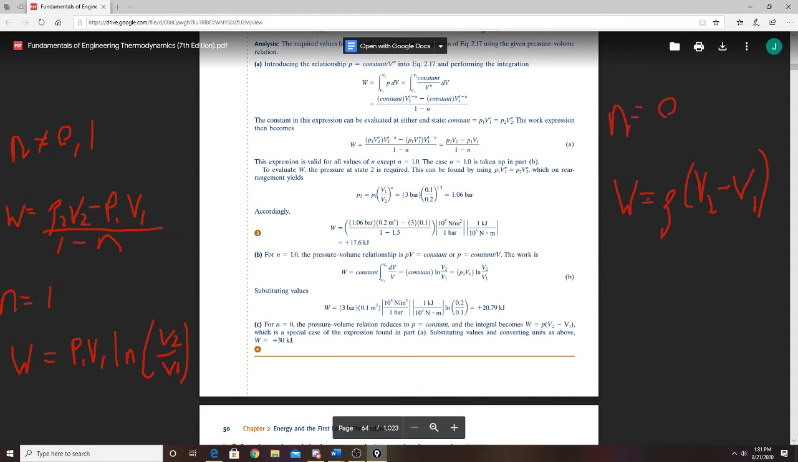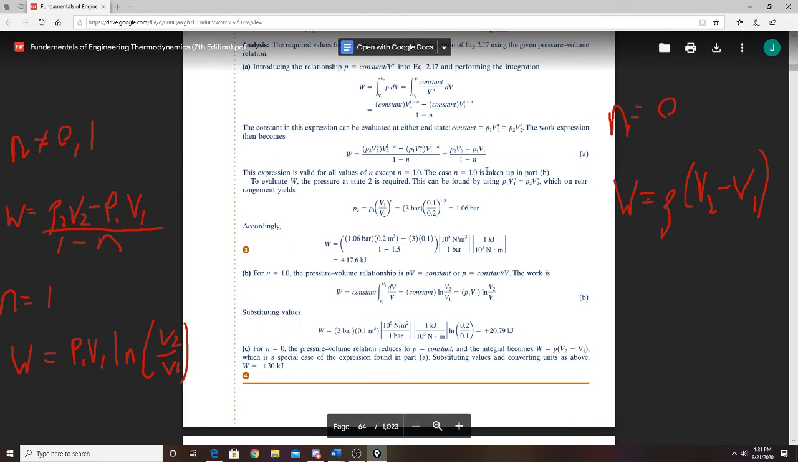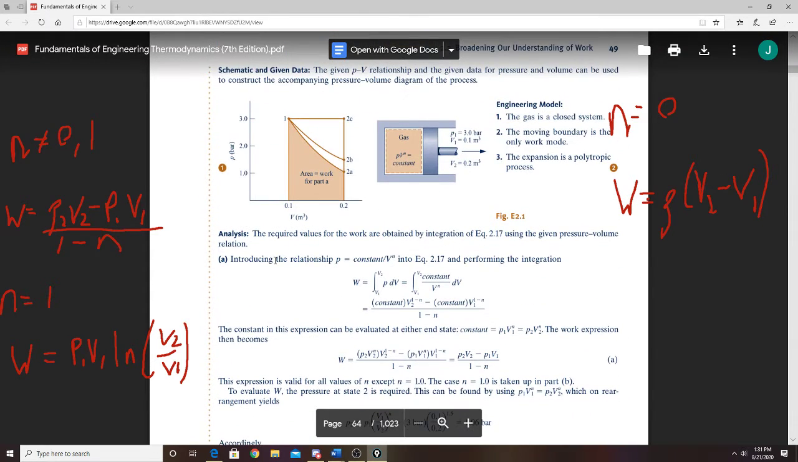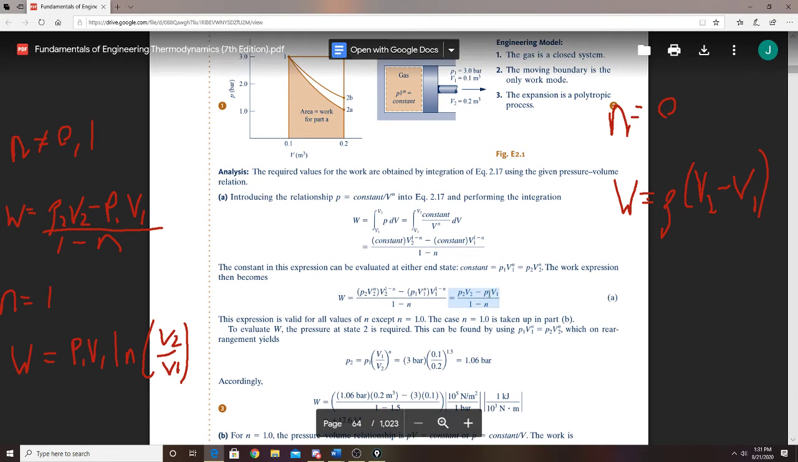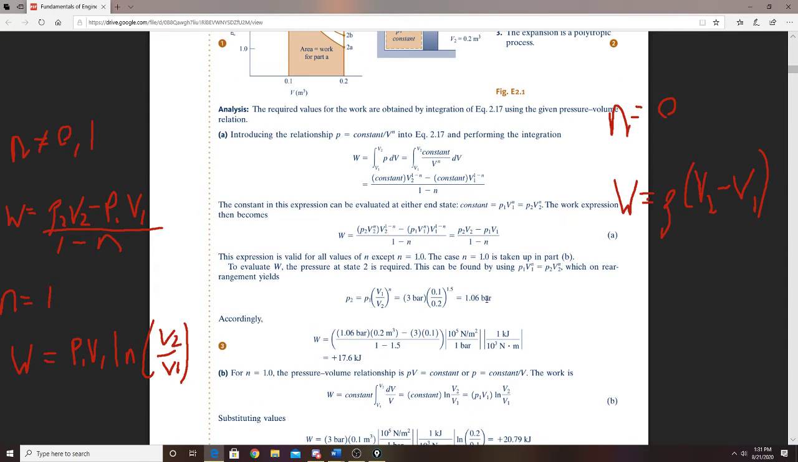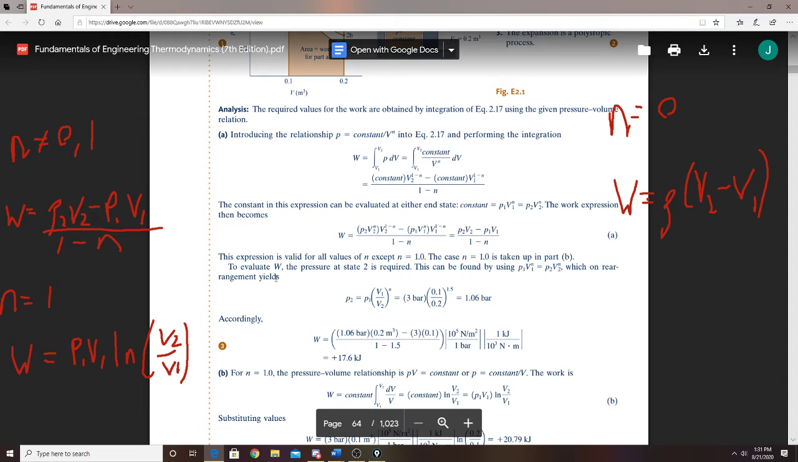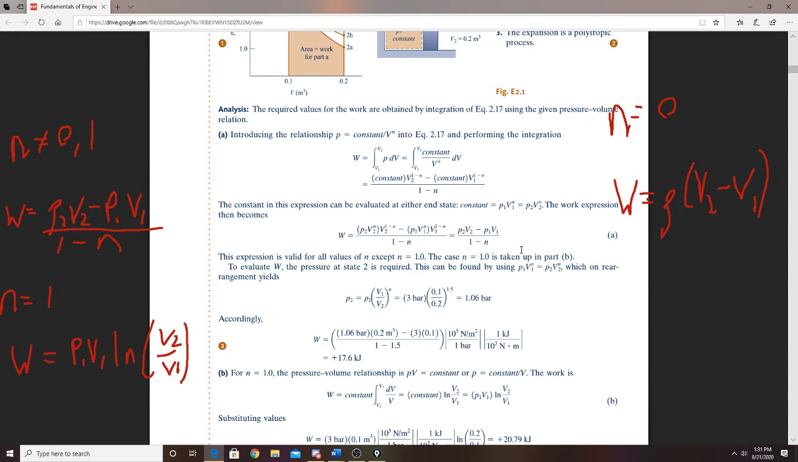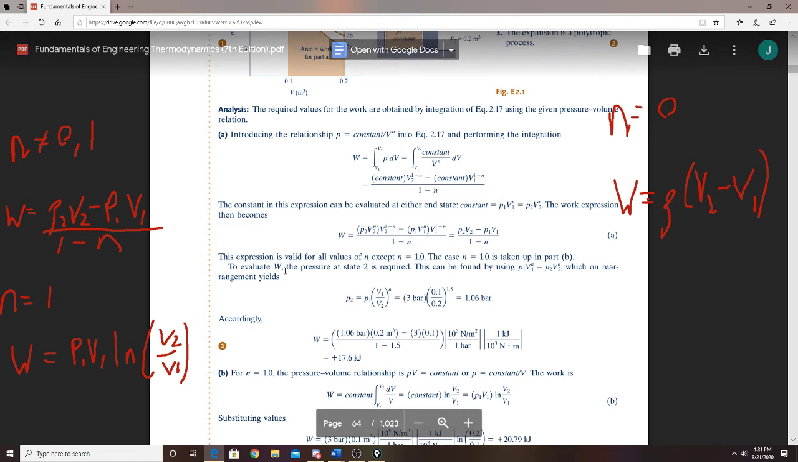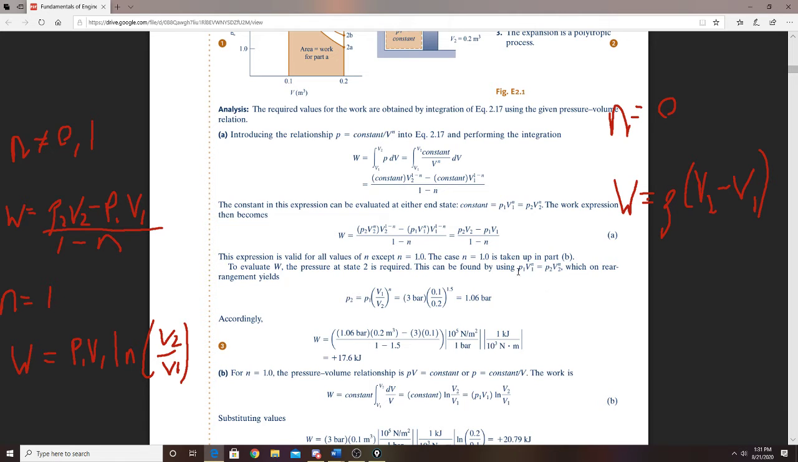All right, and then really quickly, just to show, let me see if I can scroll in here. So for the first one, as you see here, they did this integration and they got to that. Then they plugged in all their values, and so they don't have P2 though. If you recall from our initial unknowns, we do not have the second pressure. So it says to evaluate W, the pressure at state 2 is required. This can be found by using this equation right here. So essentially, remember, I told you that you have to rearrange that first equation to find pressure 2, and that is pressure 2.